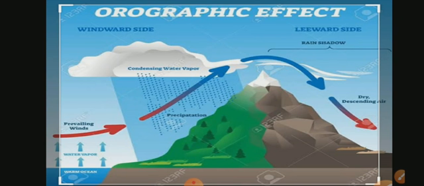The area situated on the leeward side, which gets less rainfall, is known as the rain shadow area. One side you can see the windward side, another side the leeward side. The windward side receives rainfall, and the leeward side is always dry. So it is also known as relief rain.